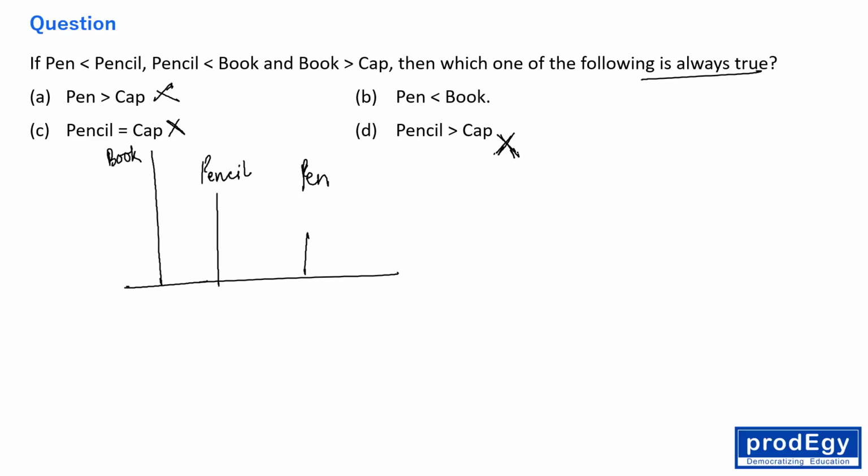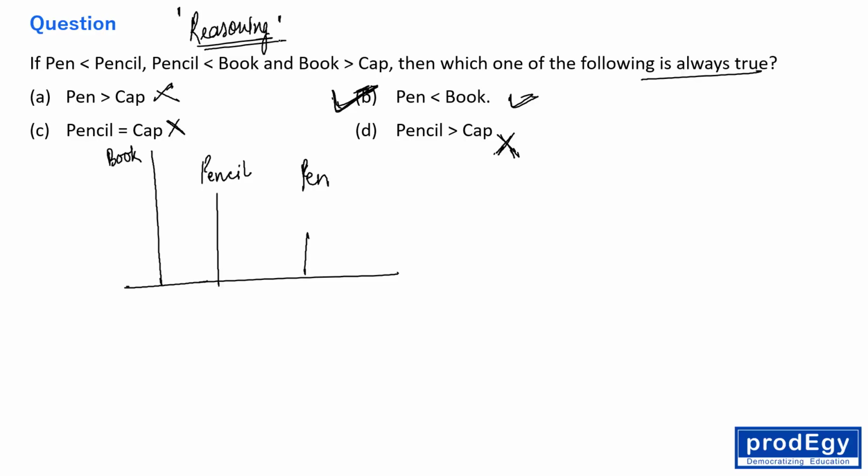Pen is less than book, that is for sure. Yeah, pen is always true, right? Option B is always true, right? That is for sure 100% correct, right everyone? Fine, you are getting it. It's a very simple question of reasoning, right? I don't know which topic it is, but it is actually a very simple question of reasoning, right?